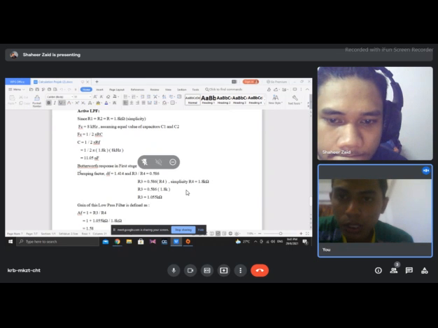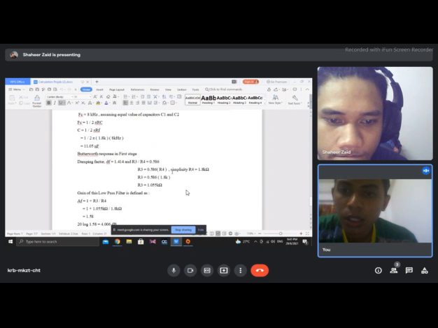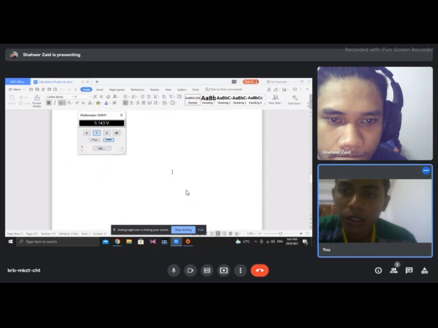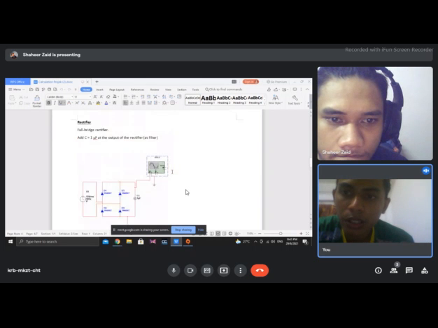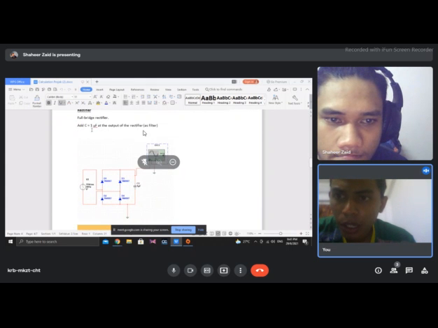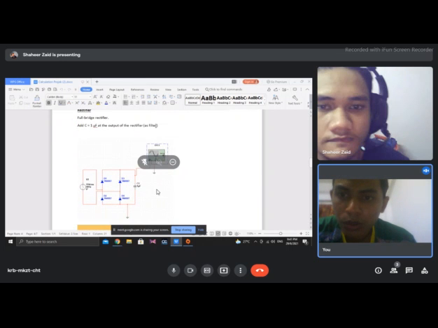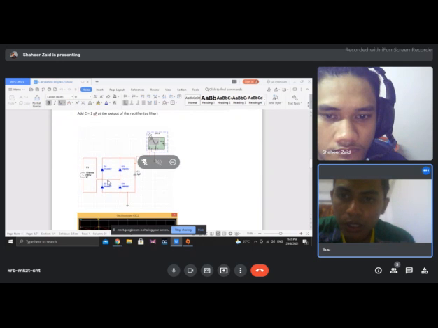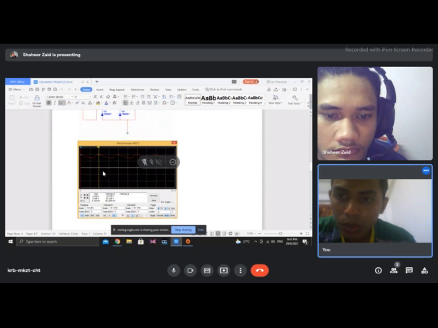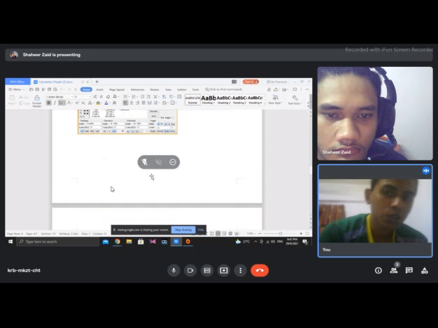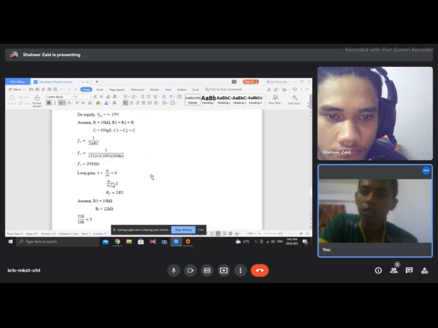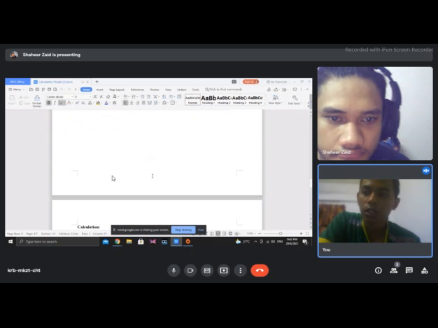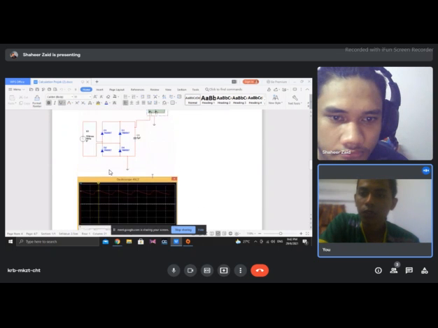So moving on to the next circuit, we have a rectifier. For the rectifier circuit, we use a full bridge rectifier, to which we add a 1 microfarad capacitor at the output. This is the circuit that we have designed for the rectifier, and the result that we get in the oscilloscope. For the rectifier, there is no calculation, so I will explain straight to the voltage regulator.